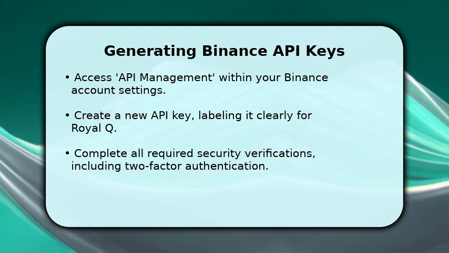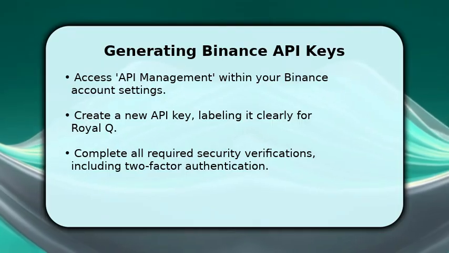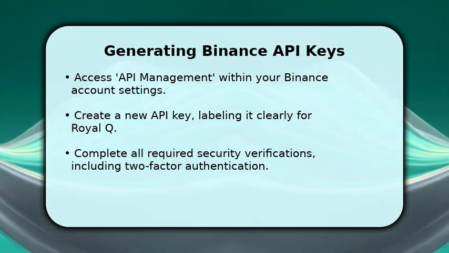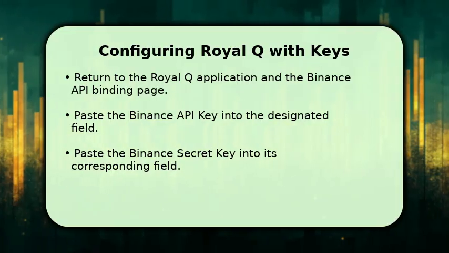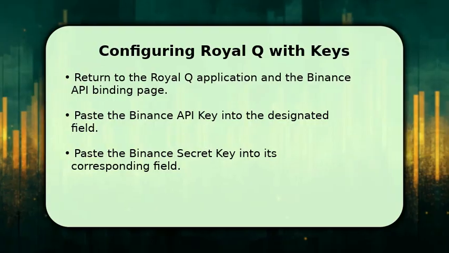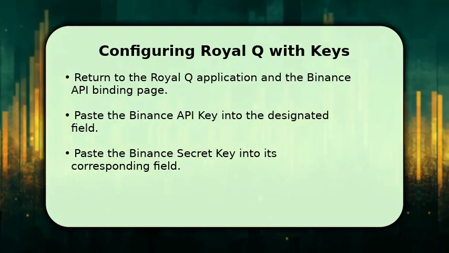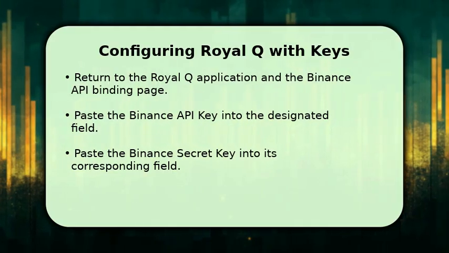Finally, save these changes and copy both the API key and the secret key, as the secret key is shown only once. Now, switch back to your RoyalQ application, specifically to the Binance API binding section. Carefully paste the API key you obtained from Binance into the first input field. Then, paste the secret key into the second field.